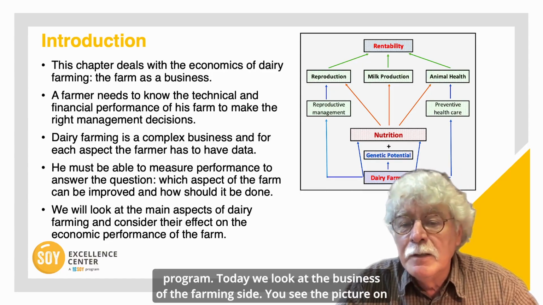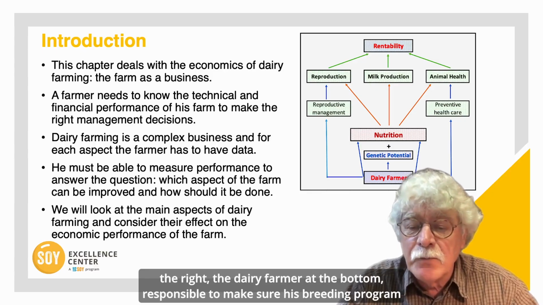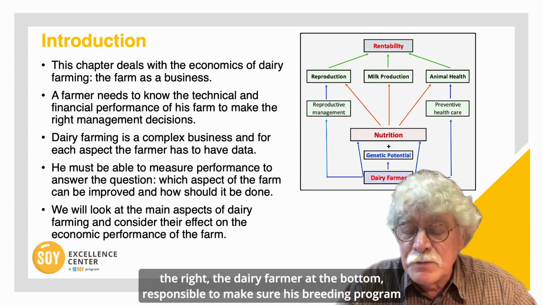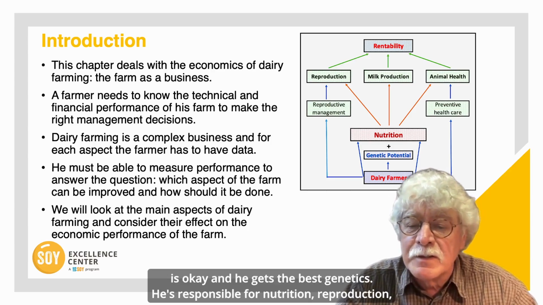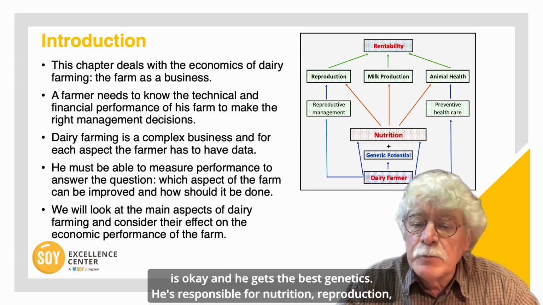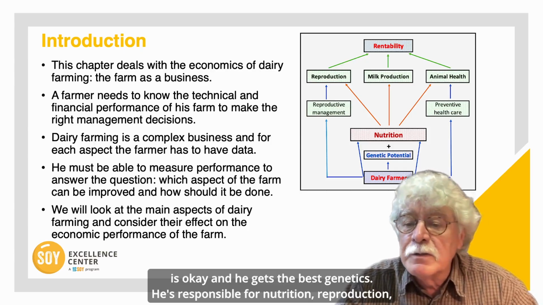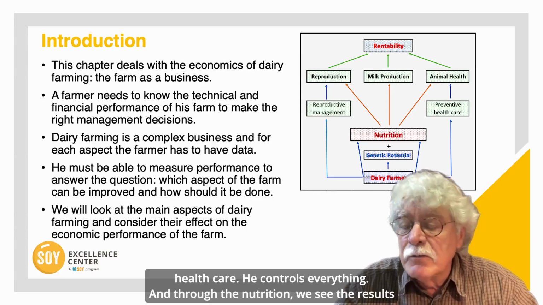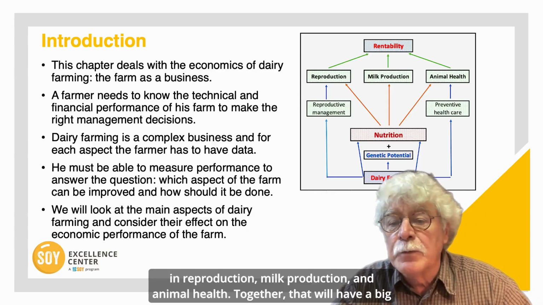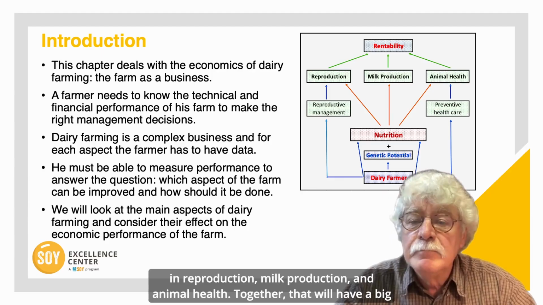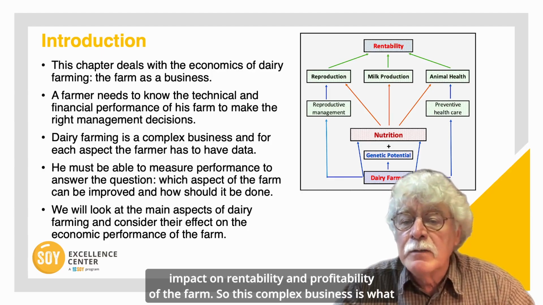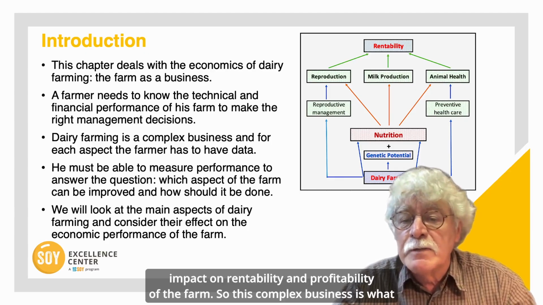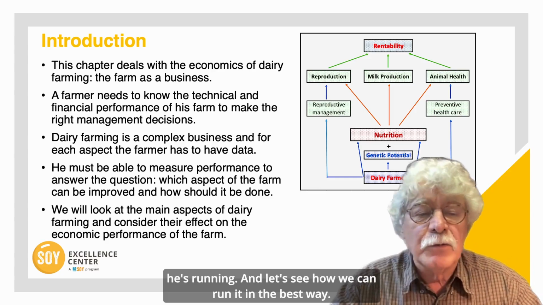You see the picture on the right, the dairy farmer at the bottom, responsible to make sure his breeding program is okay and he gets the best genetics. He's responsible for nutrition, reproduction, healthcare. He controls everything, and through the nutrition, we see the results in reproduction, milk production, and animal health. Together, that will have a big impact on profitability of the farm. So this complex business is what he's running, and let's see how we can run it in the best way.